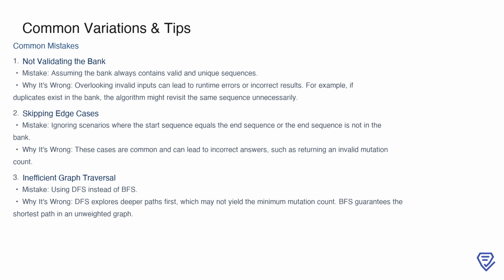Lastly, there's the issue of inefficient graph traversal. Some may use a depth-first search, or DFS, instead of a breadth-first search, or BFS. This is problematic because DFS explores deeper paths first and doesn't guarantee the shortest path, while BFS is specifically designed to find the minimum mutation count in this type of unweighted graph problem.